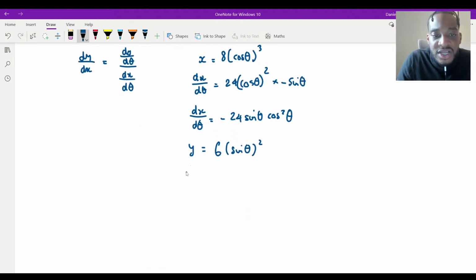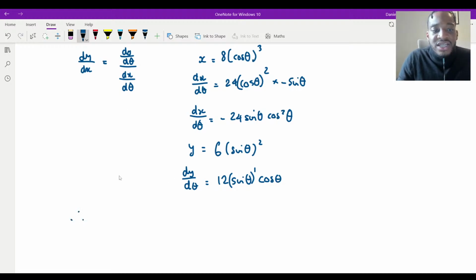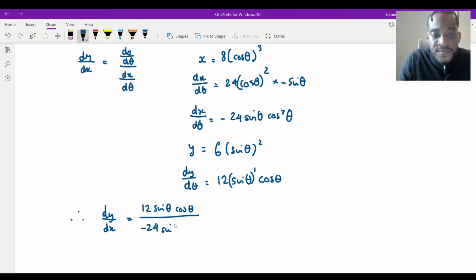And now to differentiate that, dy by d theta, again, it's just another chain rule problem. It's going to be 12 sine theta, the power drops by 1 to just be 1 here, and then we times by the derivative, sine differentiates to cos. So now we've got expressions for dy/d theta and dx/d theta. So dy/dx is going to equal dy/d theta, 12 sine theta cos theta, over dx/d theta, minus 24 sine theta cos squared theta. That's what dy/dx is.